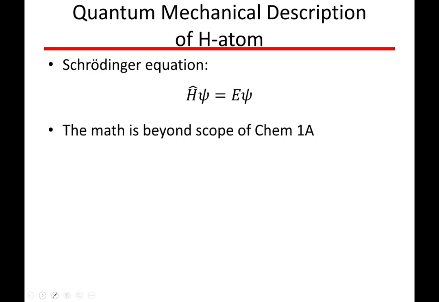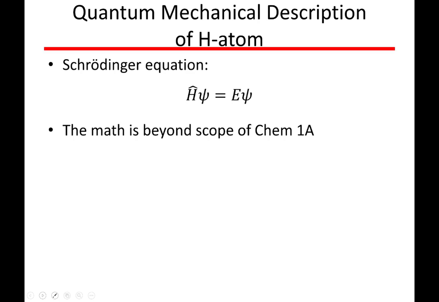Now, to find what these energies are, you can set up and solve an equation called the Schrödinger equation. This equation takes the general form Hψ = Eψ, and the math that's used to solve it is way beyond the scope of this course. This equation is a partial differential equation, and it requires a lot of calculus to solve, and there's an entire class that you can take where you learn how to solve this equation.